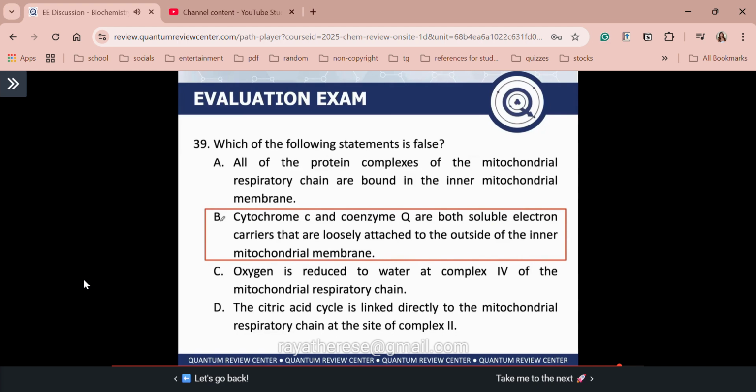But before we proceed with our next item, let's read your letter C and letter D and let's analyze them. Letter C, oxygen is reduced to water at complex 4 of the mitochondrial respiratory chain. Class, obviously, this is a correct statement. Remember, in your complex 4 is where the final electron transfer occurs, and that is the site of your oxygen reduction. All right, letter D, the citric acid cycle is linked directly to the mitochondrial respiratory chain at the site of complex 2. Yes, that is also true, di ba? We have seen your succinate dehydrogenase in your TCA cycle as well.